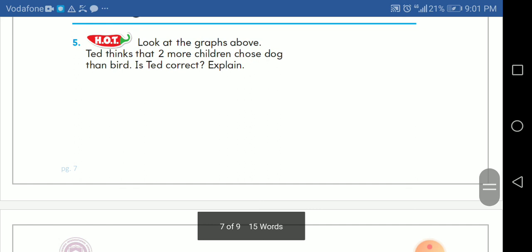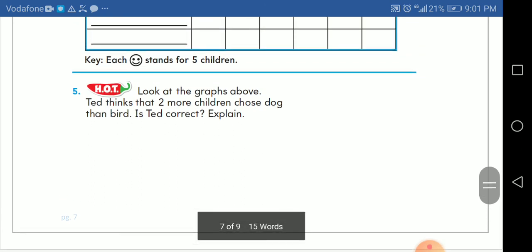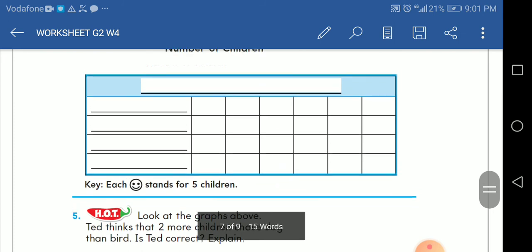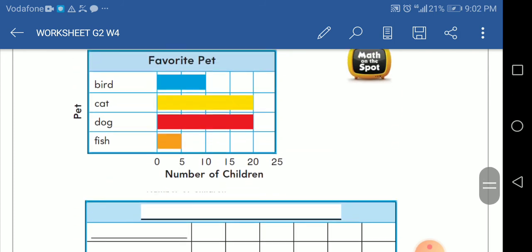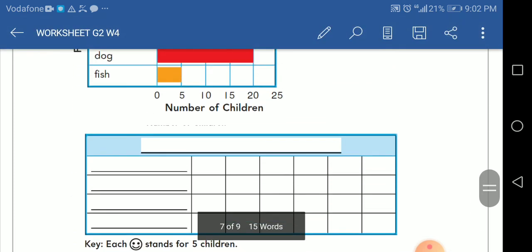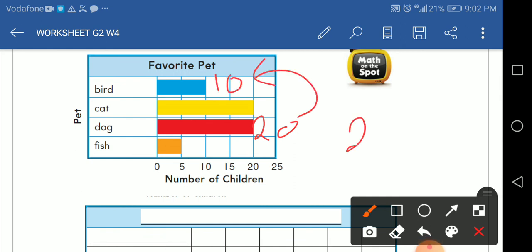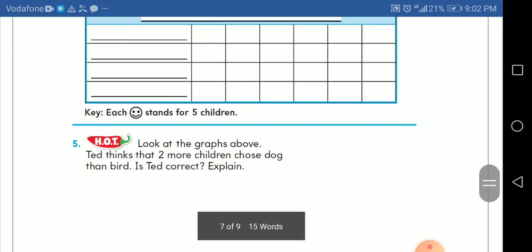Okay, look at the graphs above. Ted thinks that 2 more children chose dog than bird. Is Ted correct or not? Ted thought that 2 more children chose dog than bird. So the dog, we've got how many? 20 dogs. And for the bird? 10. So the difference here is what? No, the difference here is 10, not 2.